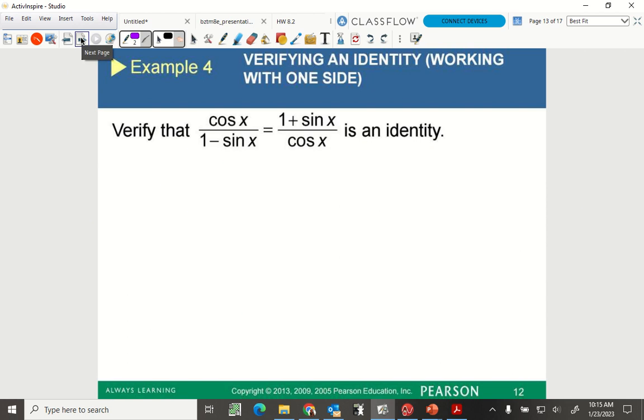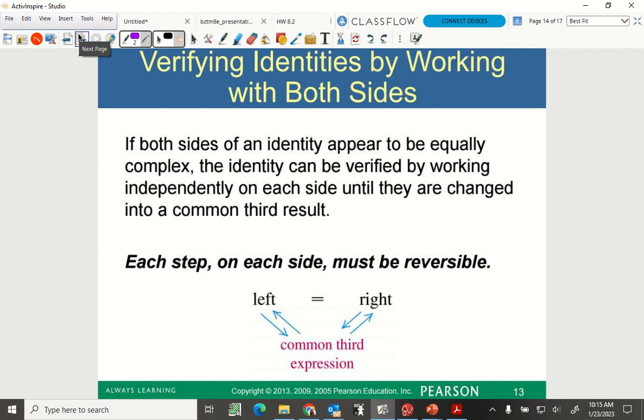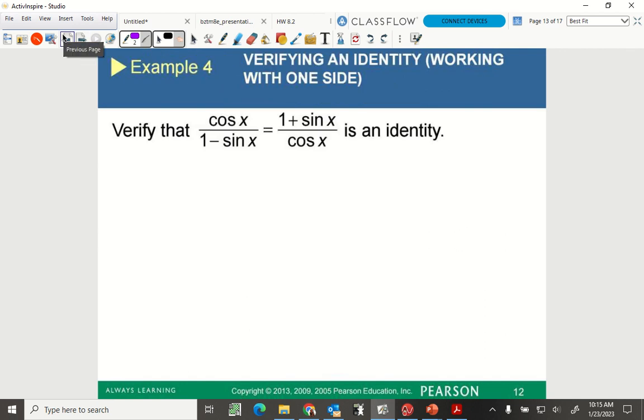Verify this identity. Is this the last one? No. There's more stuff. How many more do we got? One more. This is the last page. 4 is the last one? No, 5 is the last one. 5 is the last one? Okay.